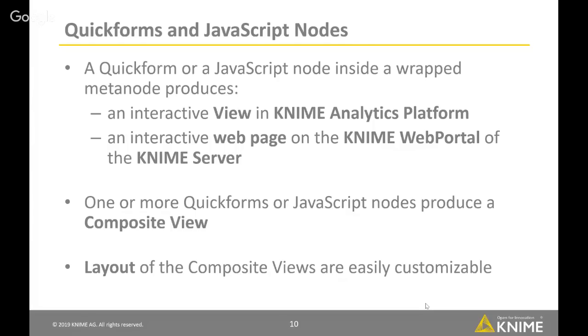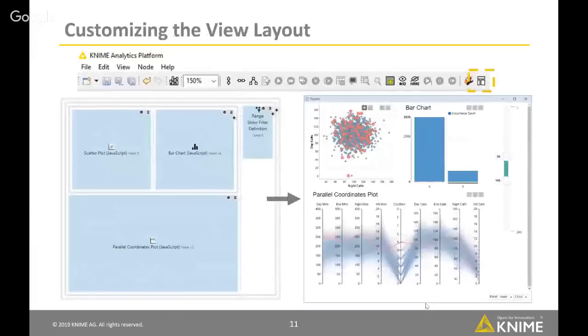So the way this works then, when you have multiple quick form and JavaScript nodes, you produce a composite view, right? Because you have different elements that compose this dashboard, this web page. And you need to style the layout of how those different elements fit together in the web page. And this is possible via this button.